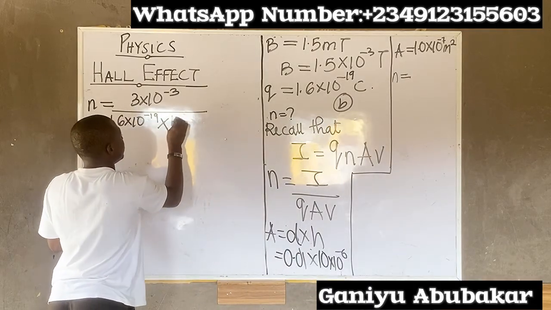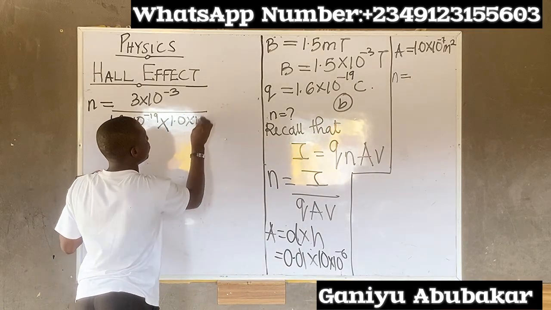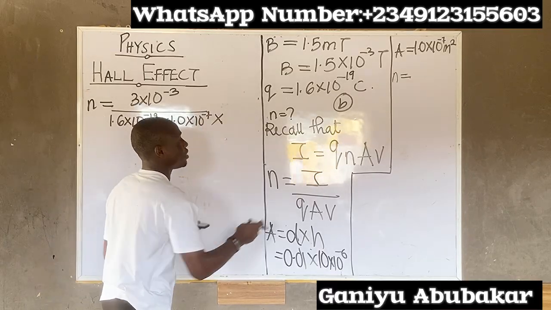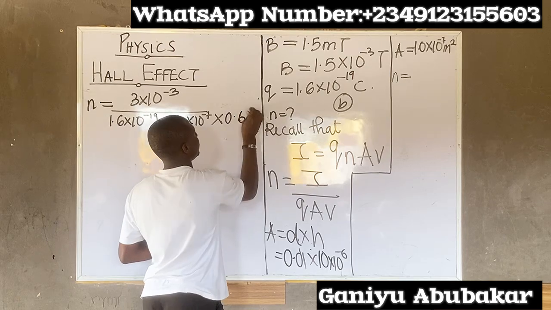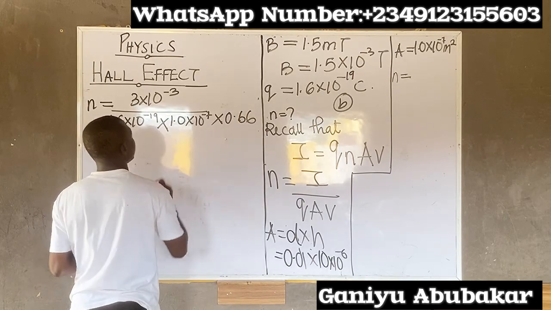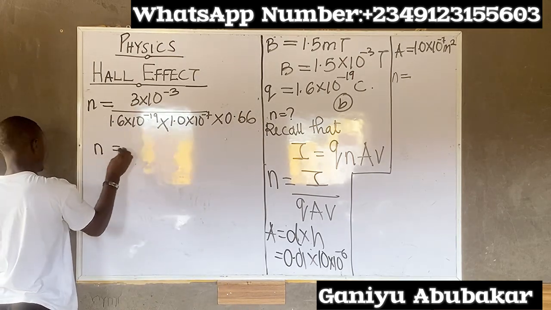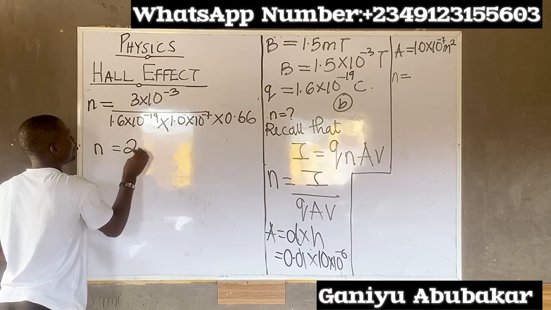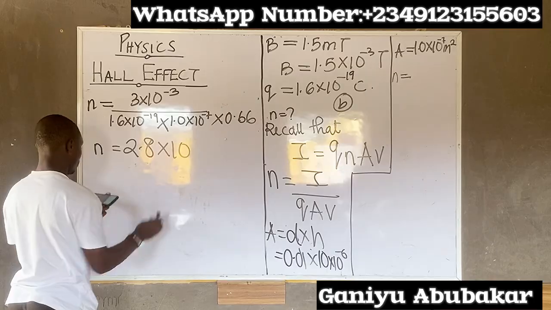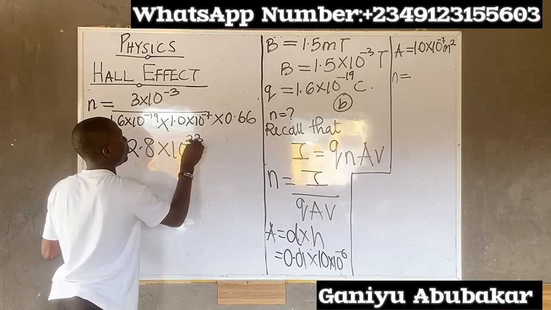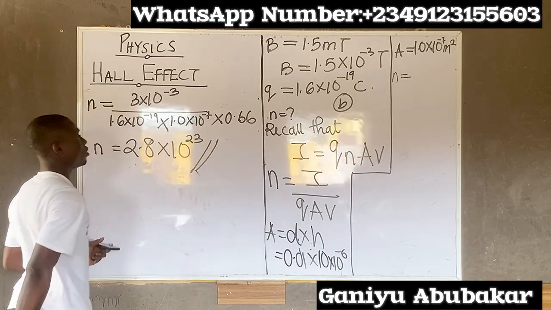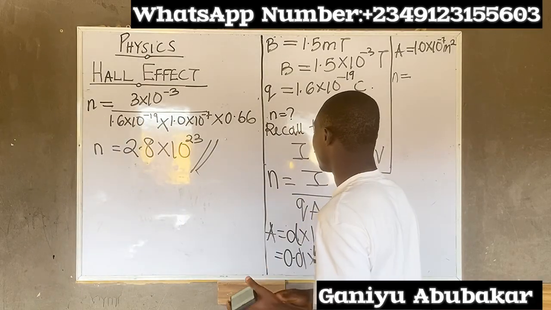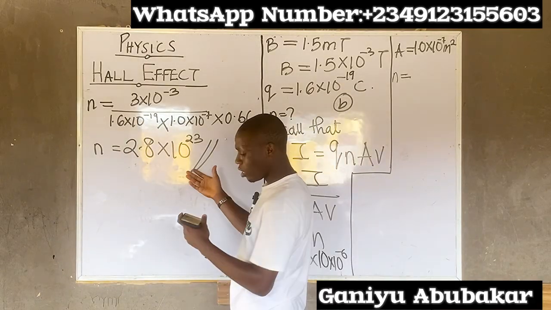That's 1.0 times 10 to the power of minus 7, times what's V? And that's the value we got last. That's V, that's 0.66. We got this expression. Multiply through, n should be equal to, if I punch everything here, about 2.8 times 10 to the power of 23. Alright, this becomes my final answer to this particular question.